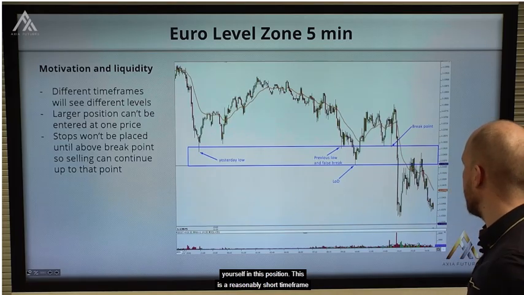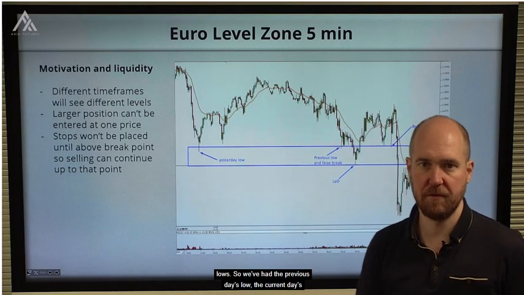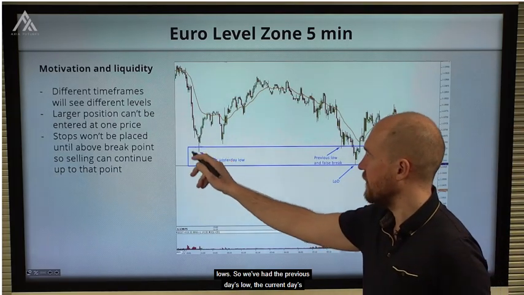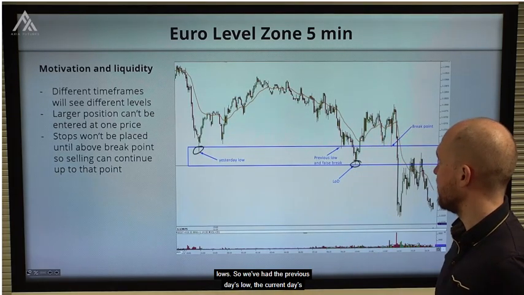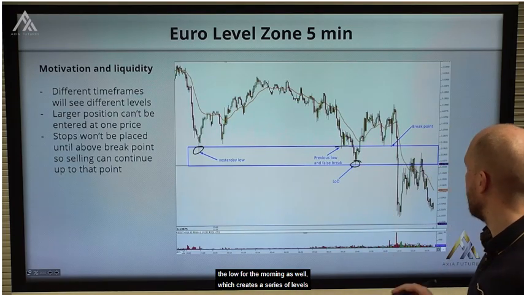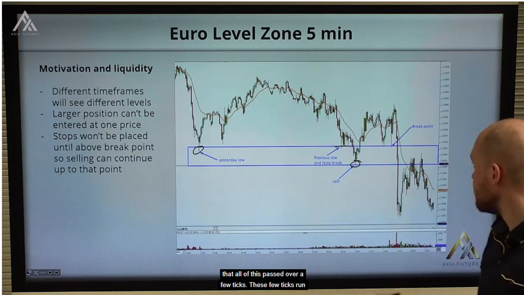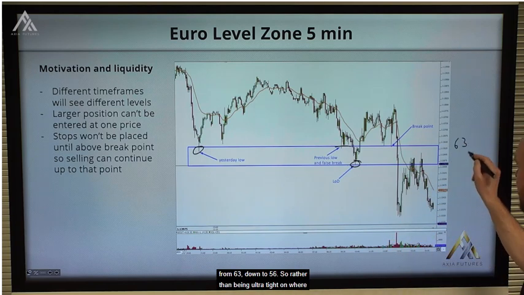This is a reasonably short time frame chart. This is a 5-minute chart. Now, this is a break of previous lows. So we've had the previous day's low, the current day's low. So you can see where these reference points are. You've had the low from the morning as well, which creates a series of levels that all are dispersed over a few ticks. These few ticks run from 63 down to 56.